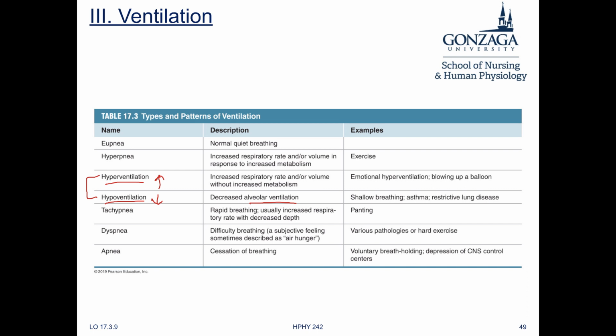These two really focus on respiratory rate or alveolar ventilation rate, whereas hyperpnea, tachypnea, dyspnea, those are all referring to the rates. Hyperpnea is an increased respiratory rate. Tachypnea is rapid breathing as well, but it's associated with decreased depth. Dyspnea is difficulty breathing, sometimes described as air hunger.